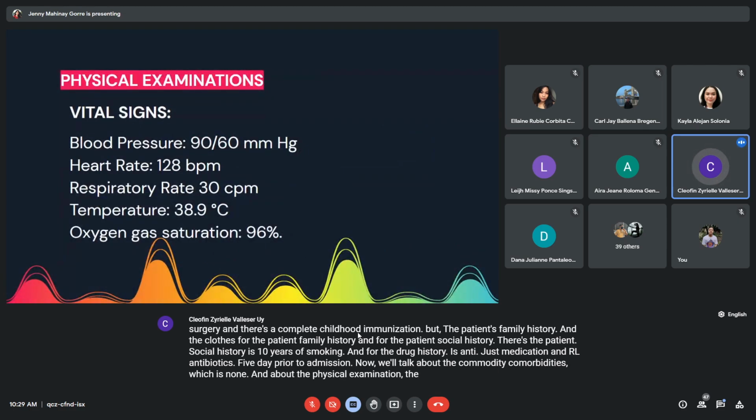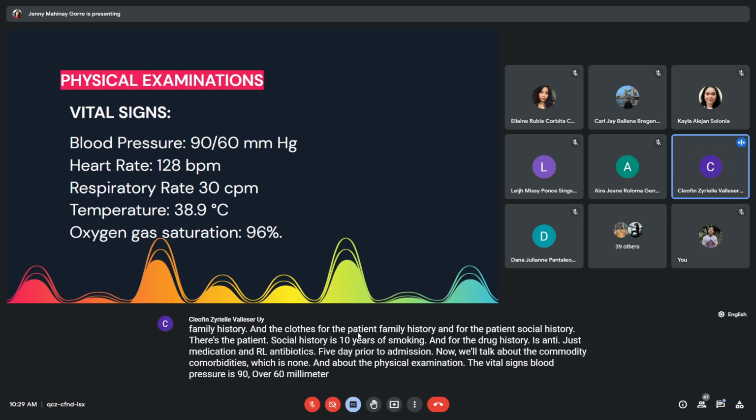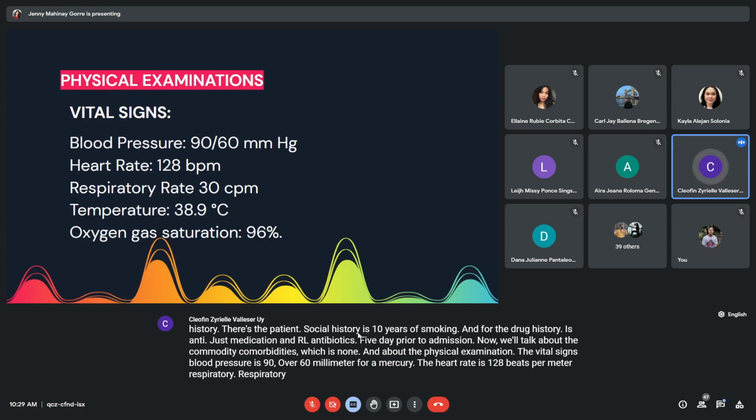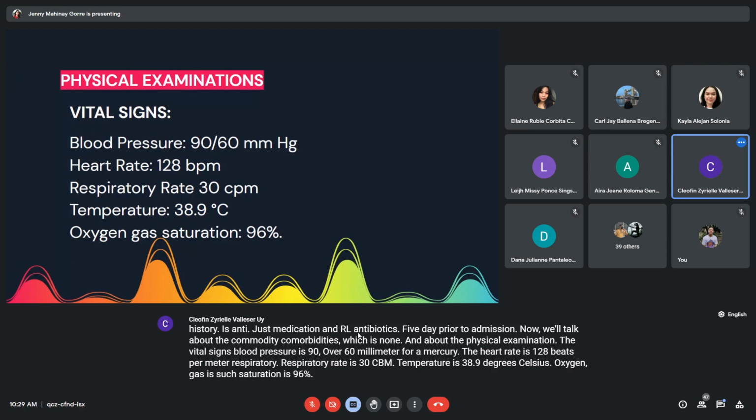The vital signs: blood pressure is 90 over 60 millimeters of mercury. The heart rate is 128 beats per minute. Respiratory rate is 30 CPM. Temperature is 38.9 degrees Celsius. Oxygen saturation is 96%.